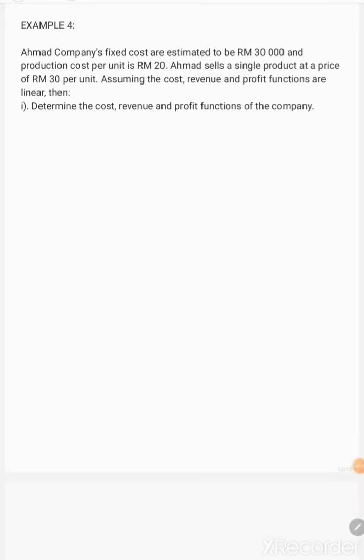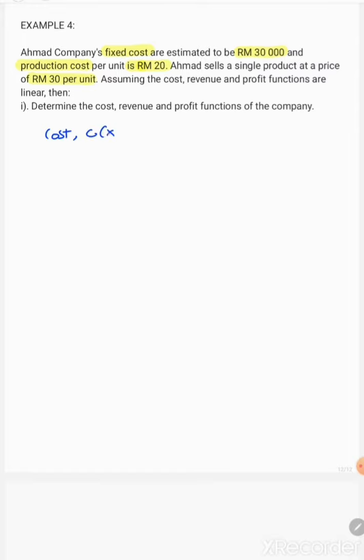Okay, example 4, you can refer your book page 320. Okay, now the question is, okay, Ahmad company's fixed costs are estimated to be RM30,000 and production cost per unit is RM20. Then Ahmad sells a single product at a price of RM30 per unit. Assuming the cost, revenue and profit functions are linear, then determine the cost, revenue and profit functions of the company. Okay, if you can see here the word production cost, okay, this one also known as variable cost. Okay, to find the answer for number 1, cost is C(x).